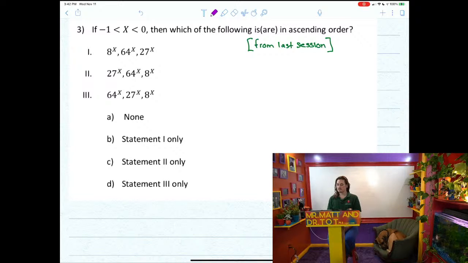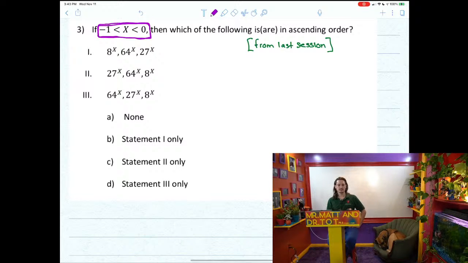Okay, this one is from last session. This was the third problem in one of the sets that we didn't get time to finish at the end of class. But let's go ahead and look at it now. So if negative 1 is less than x, which is less than 0, pay very close attention to that domain. That means that x is a number in between 0 and negative 1.